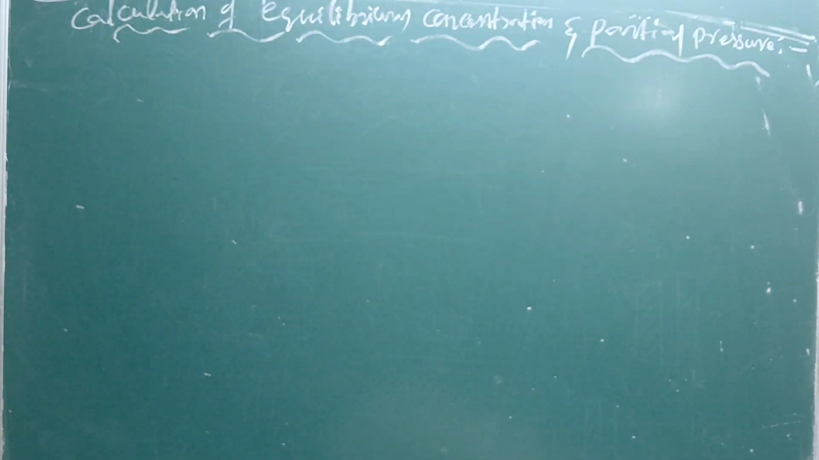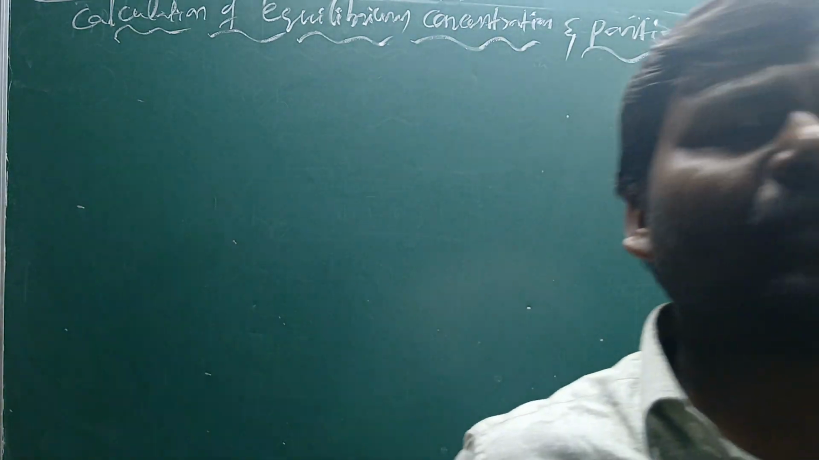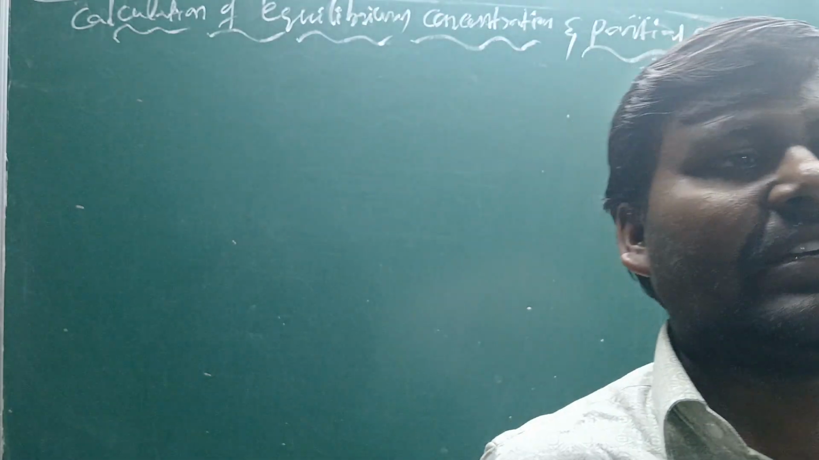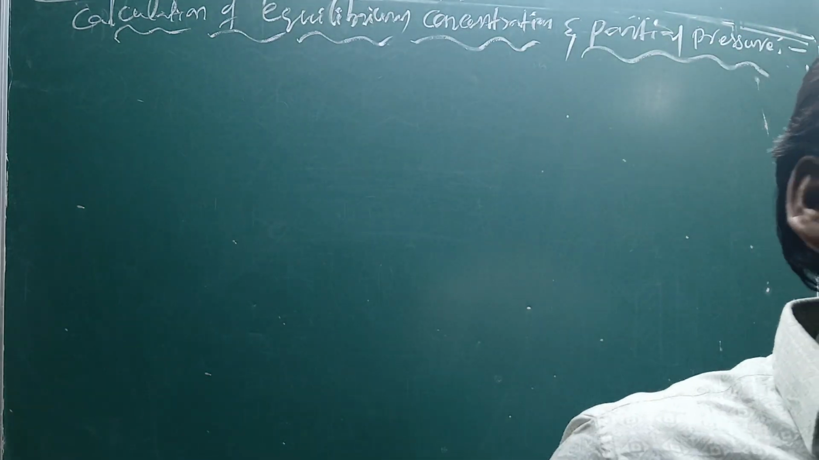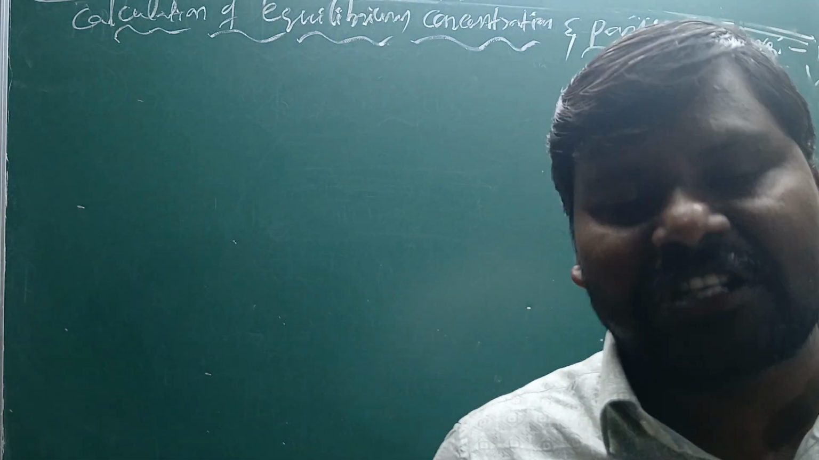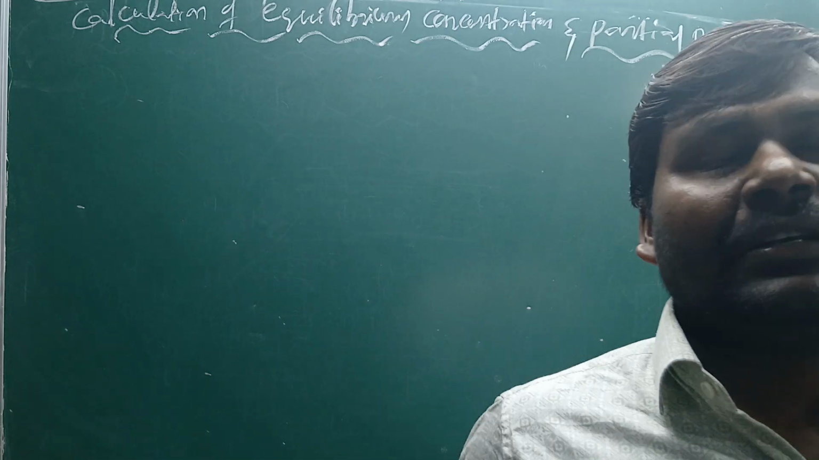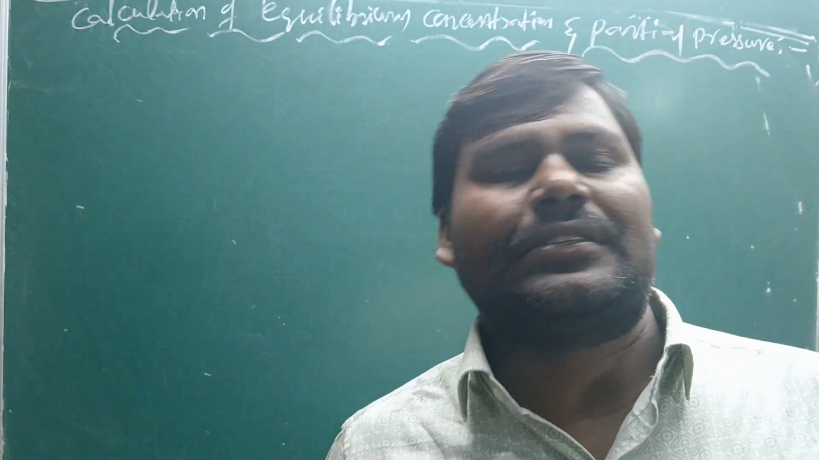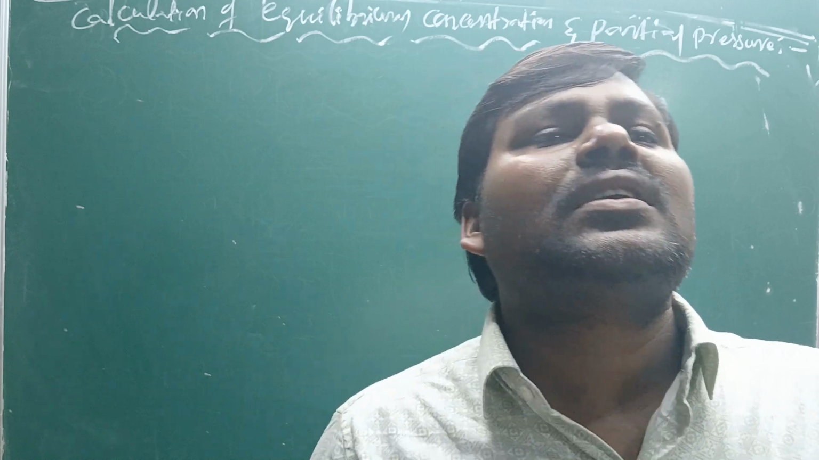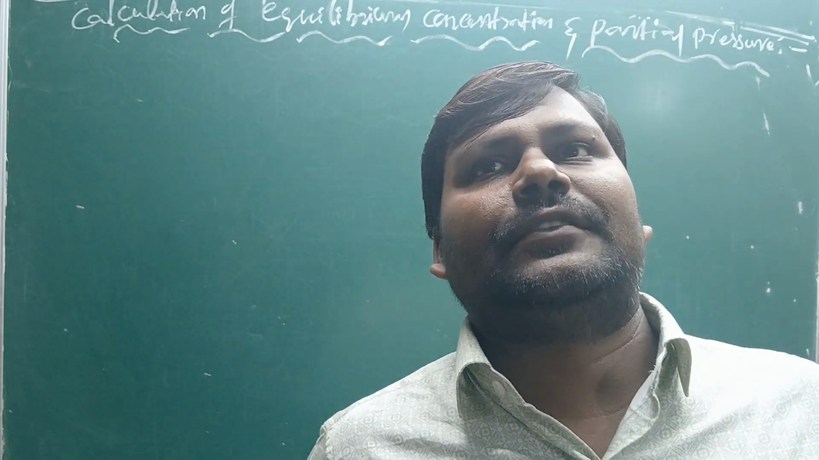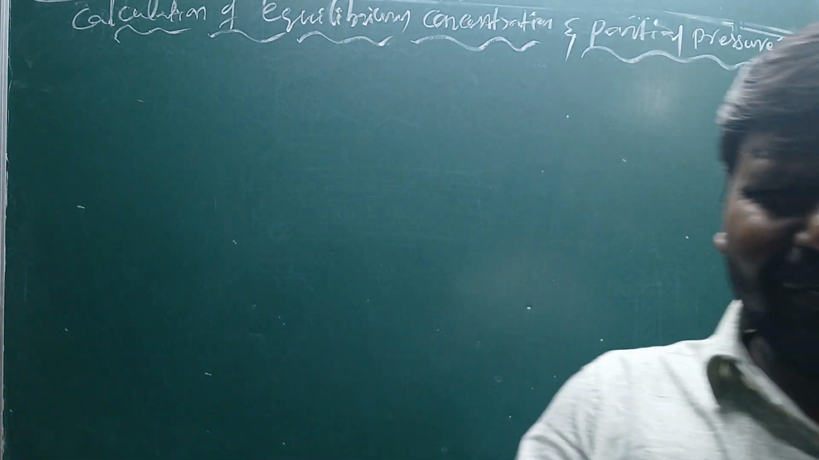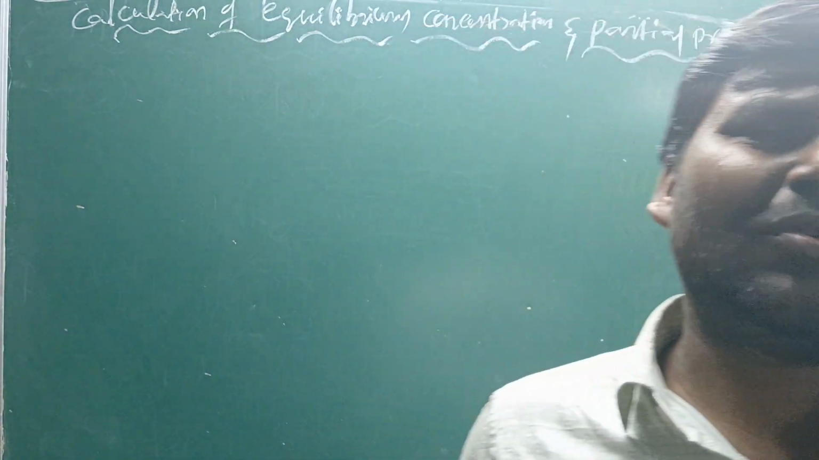The first one is to write the chemical equation for the reaction. The second one is to write the equilibrium constant expression. First, write the chemical equation for that reaction. Second, express the equilibrium constant for concentration and the equilibrium constant for partial pressure. Then we will calculate.